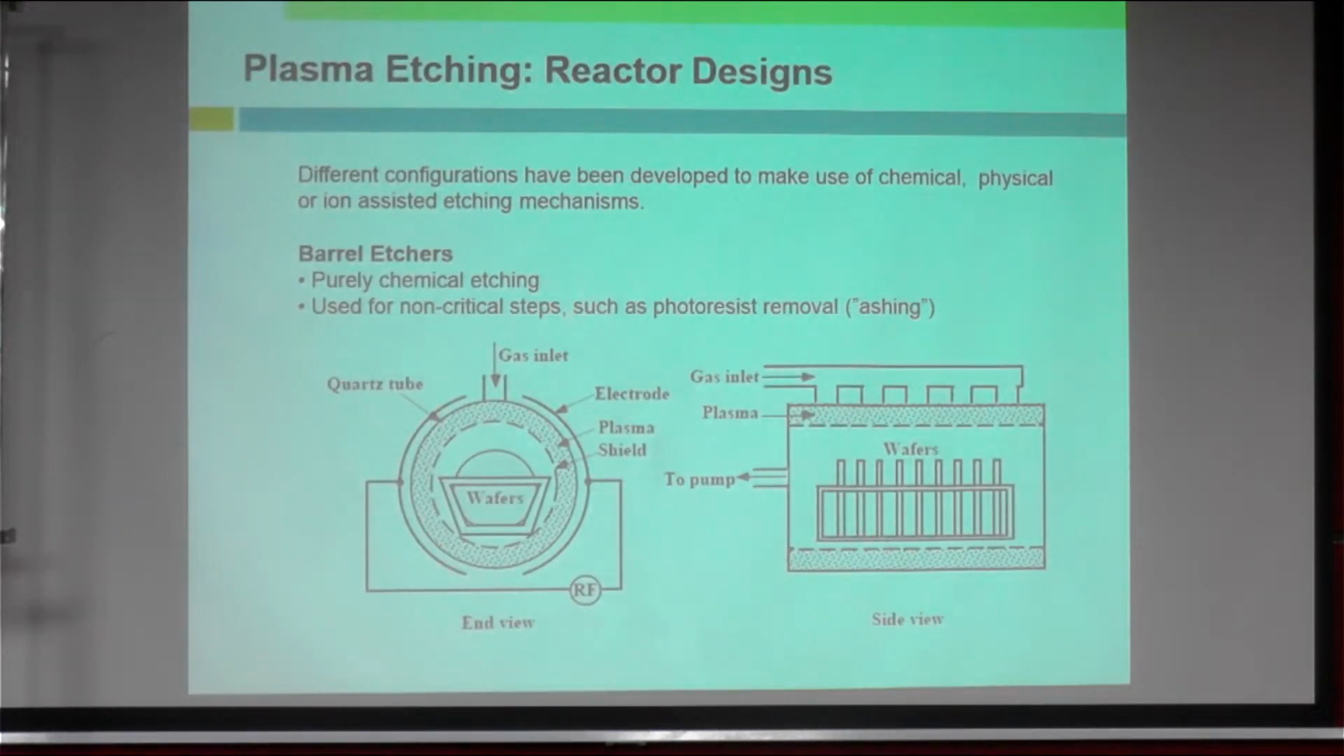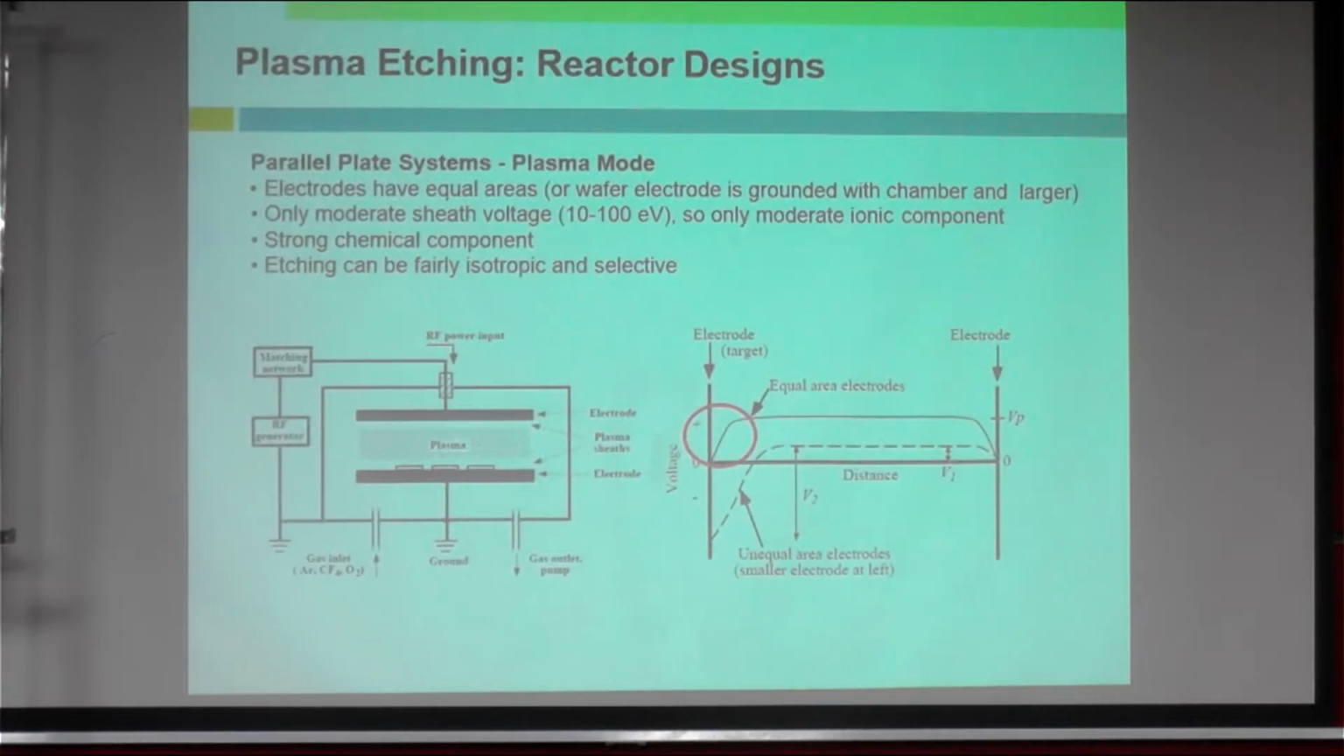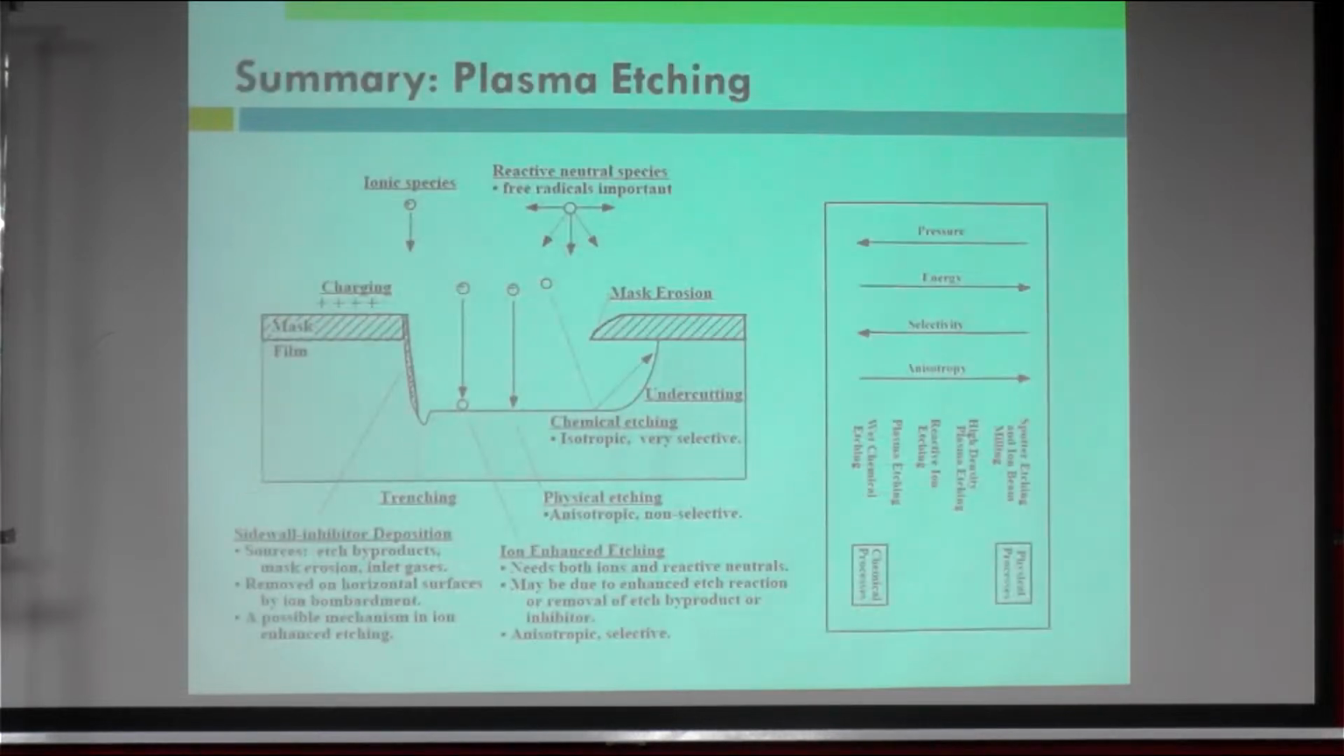And for the design of the reactor, you can see a few different configurations. This is a typical barrel etcher, purely chemical etching. So you have your wafer inside, then you have your plasma shield, and a gas inlet here. With that you can do the etching. Okay. Then the parallel plate system, which is what I've shown before.